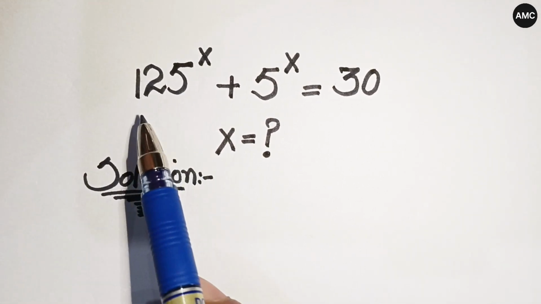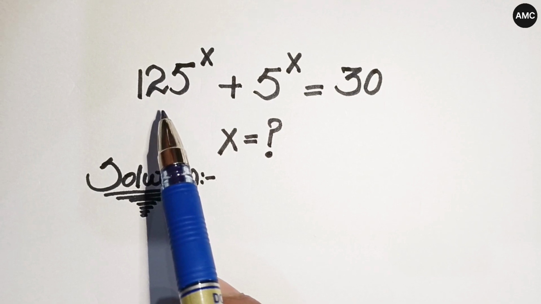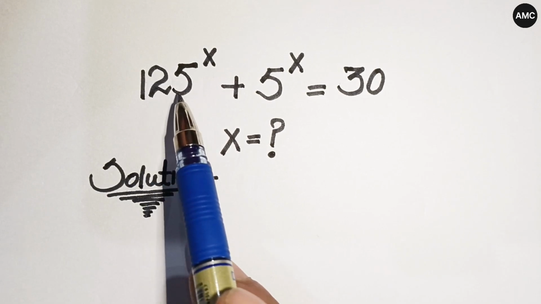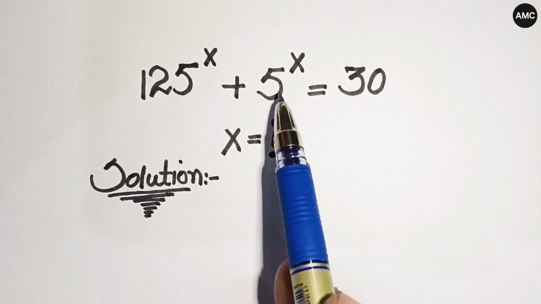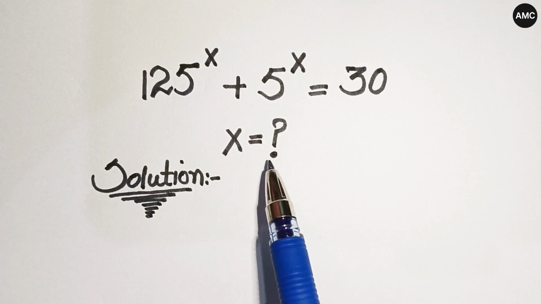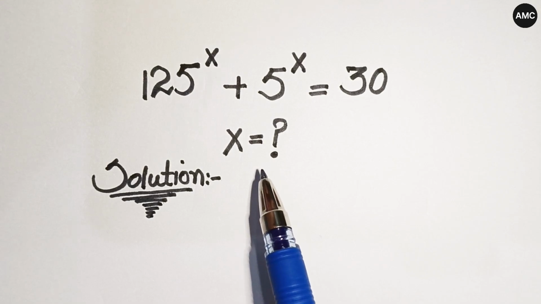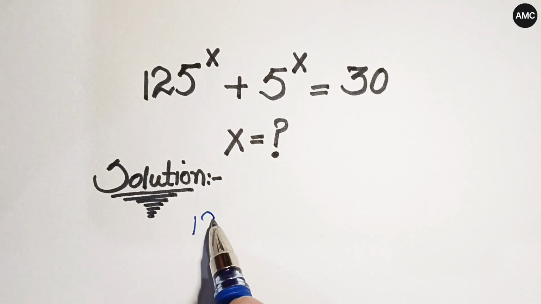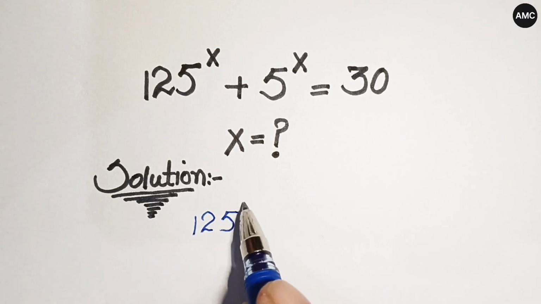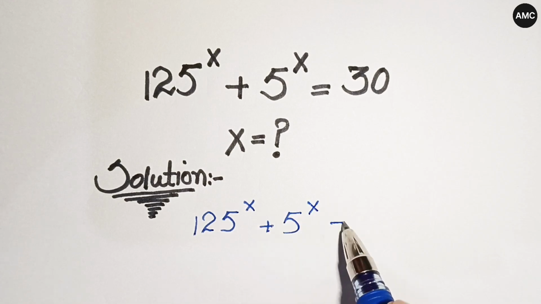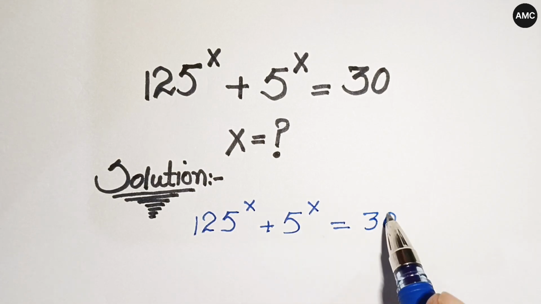Today we have a nice Olympiad problem that will boost your problem solving skills. So here we have 125 to the power x plus 5 to the power x is equal to 30. So we need to find all possible values of x. Now here we see that 125 whole to the power x plus 5 to the power x is equal to 30.